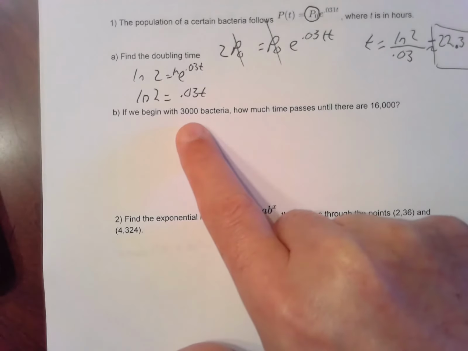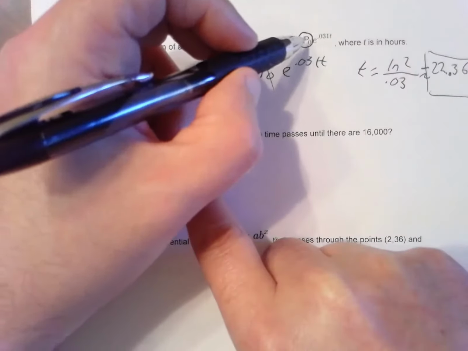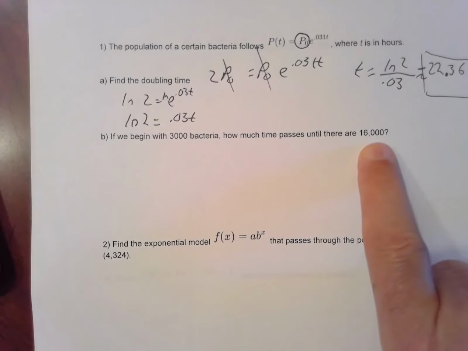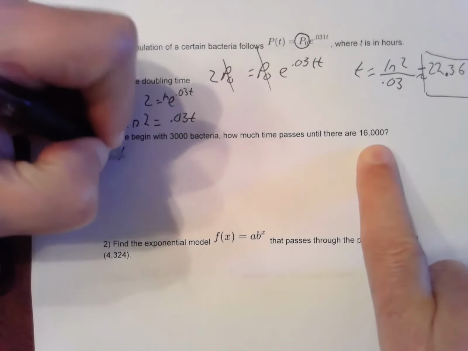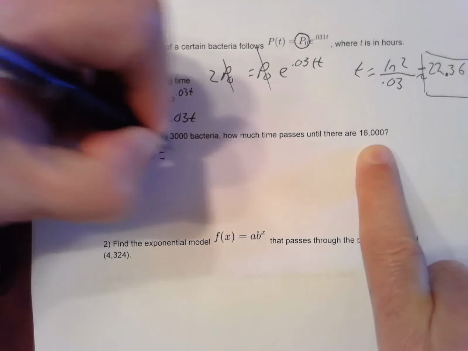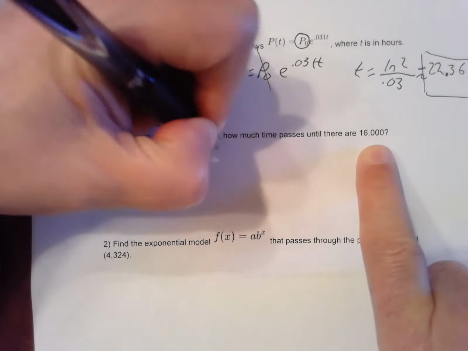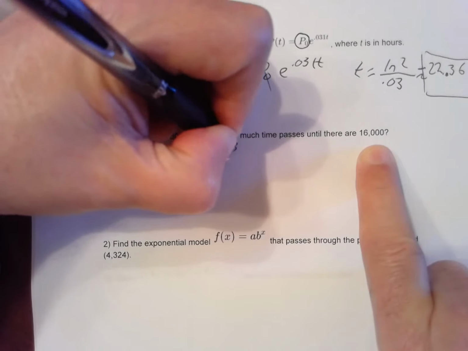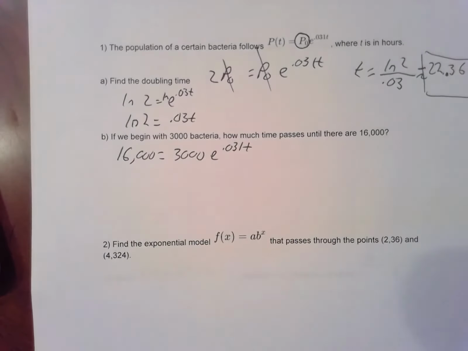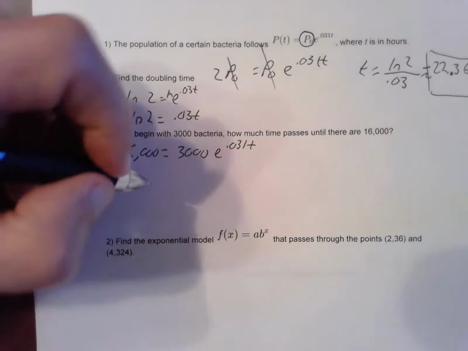Okay, so now we're given an initial amount. That's the p-naught. We want to know when we hit 16,000, so 16,000 will equal 3,000 e to the 0.031t. So divide over the 3,000.